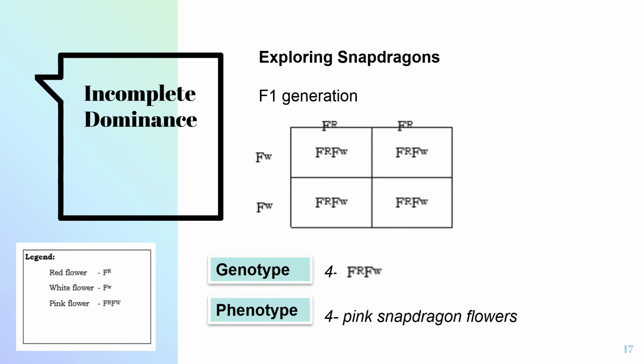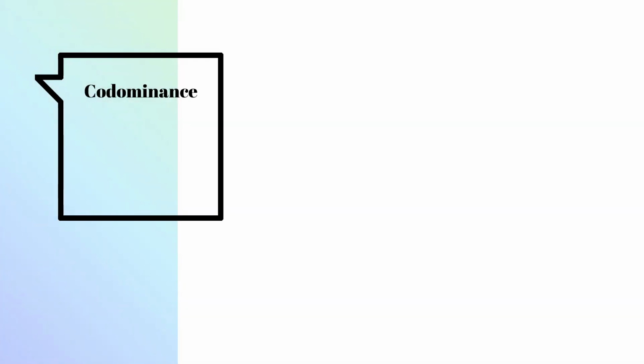And what would be our phenotype? What does it mean by FR-FW? We have to look again to our legend. So what color is represented by FR-FW? We are referring to pink snapdragons. So we have the phenotype of 4 pink snapdragon flowers.